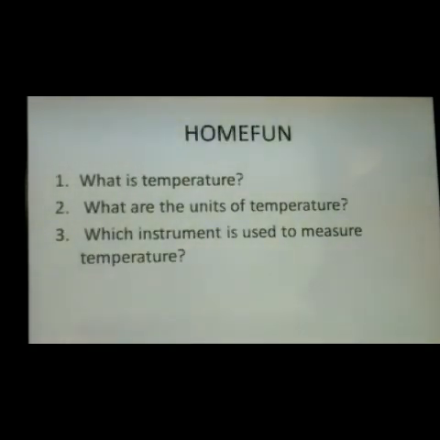Now, your today's homework. Your first question is, what is temperature? Your second question, what are all the units of temperature? And your third question, which instrument is used to measure temperature? So, just learn and write the answers for these questions, children.